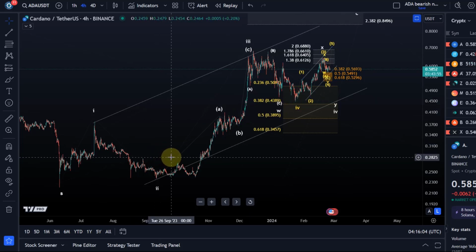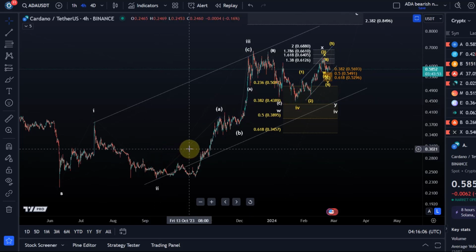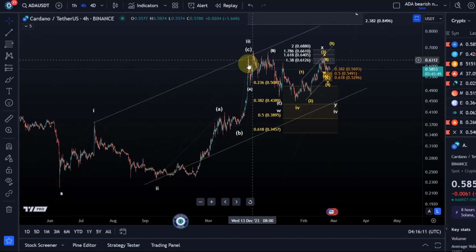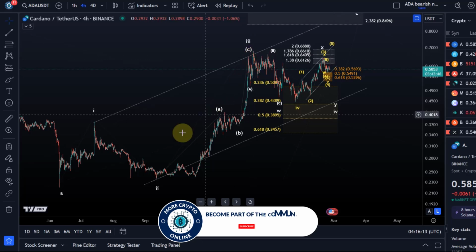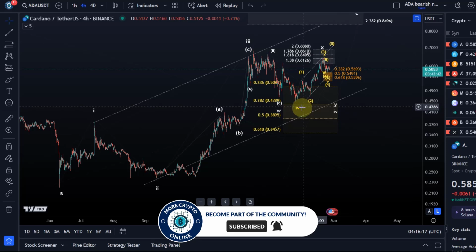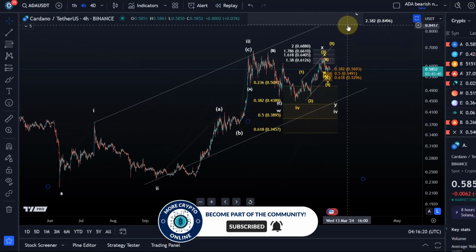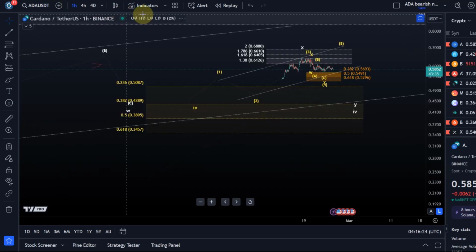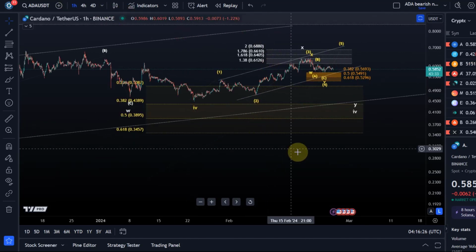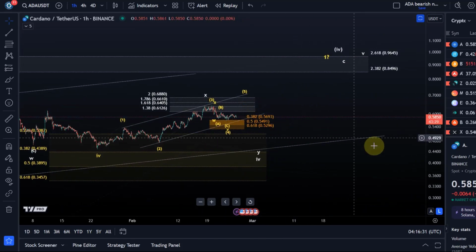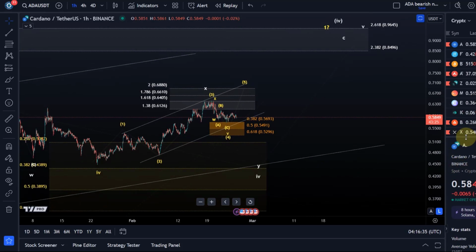In a diagonal, the subwaves are most of the time corrective, which means that wave 1 and wave 3 have basically corrective subwave structures, ABC patterns. That means also the fifth wave should have corrective subwaves. And this is where it's getting challenging with trading or analyzing diagonal patterns in general, because you never know how exactly this corrective pattern is going to unfold.